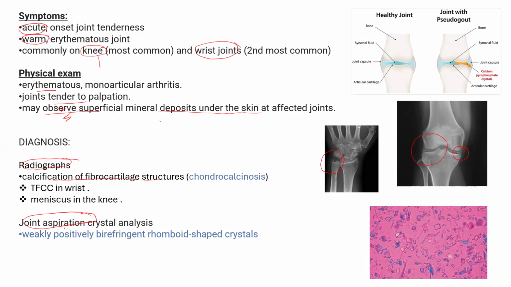So when you see the aspirate, you will have rhomboid and envelope shaped crystals, whereas in gout we have needle shaped linear crystals. And here, it is positive birefringence. So in pseudogout we have positive birefringence, whereas in gout we have negative birefringence crystals on polarized microscope.